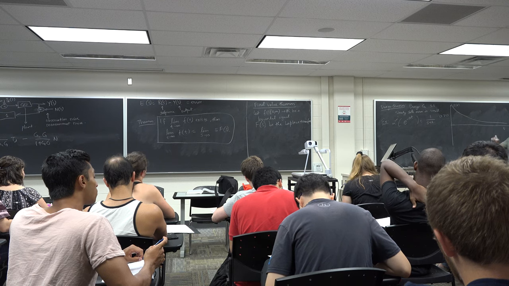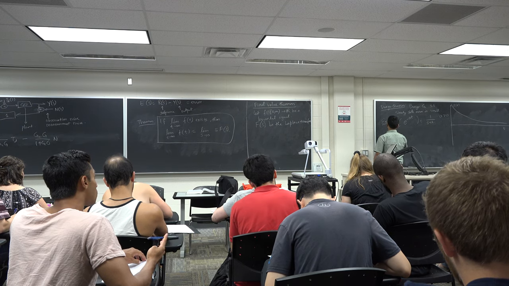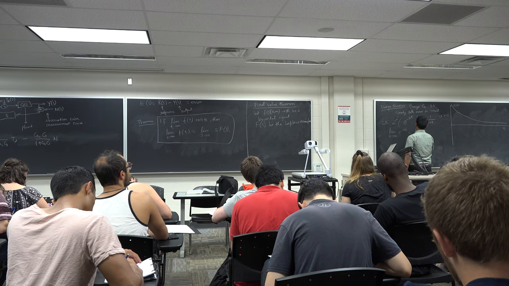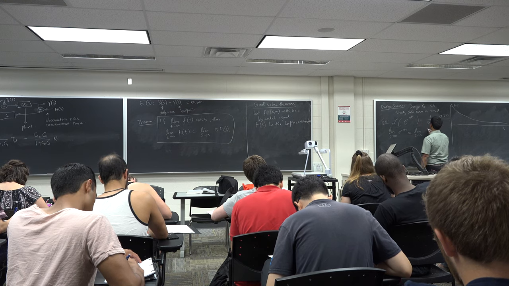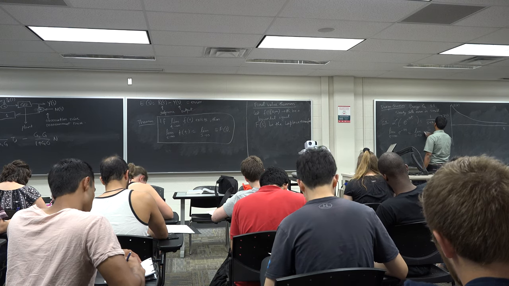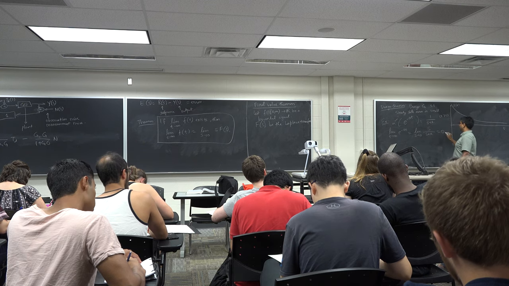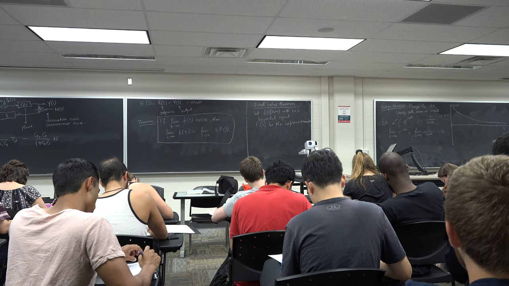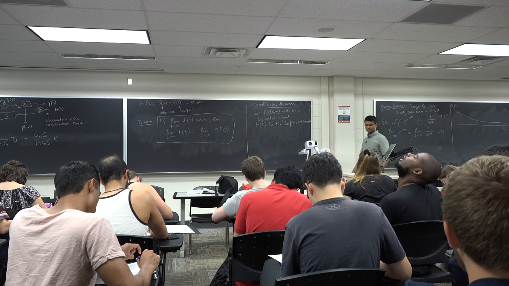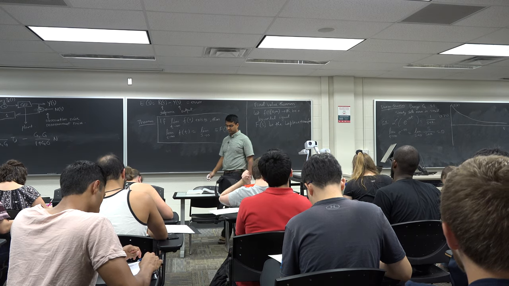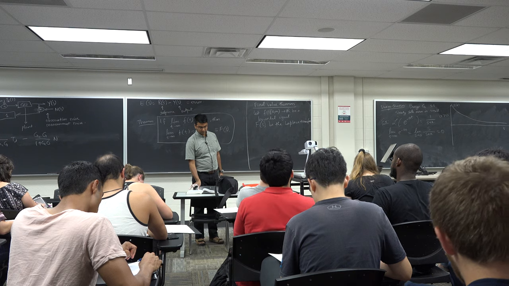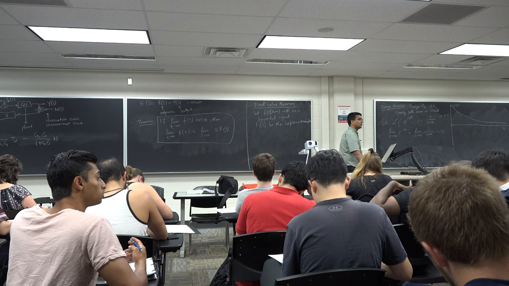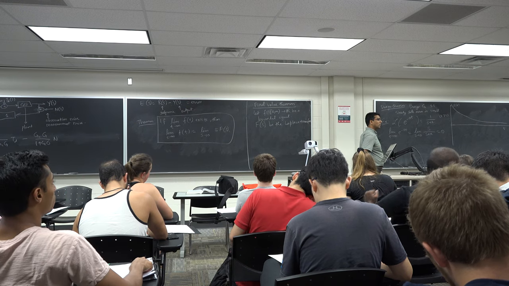Okay, let's apply final value theorem. What's the limit as t goes to infinity of e raised to negative at? It's equal to the limit as s goes to 0 of s over s plus a, that's equal to 0. And that is indeed the case. Yes. So what does this result tell us? Does this mean that the error can go to zero?